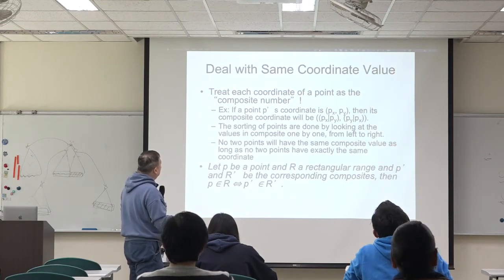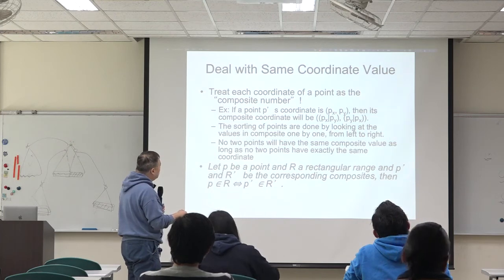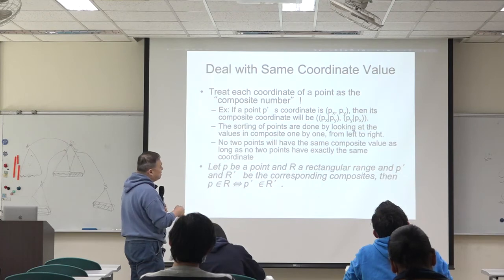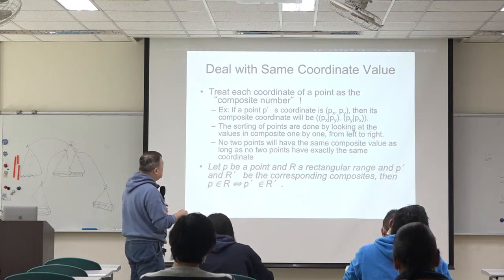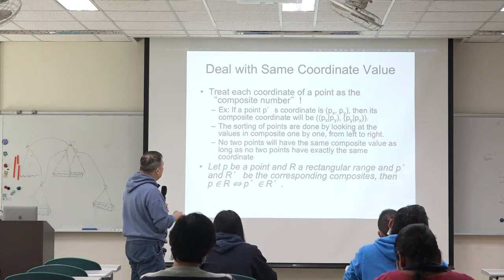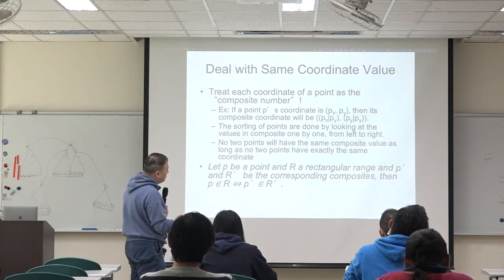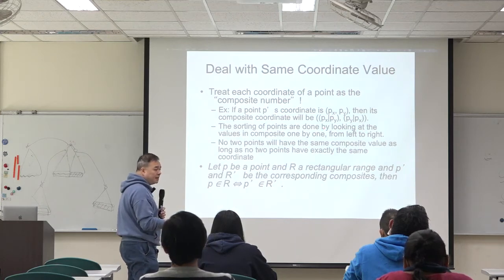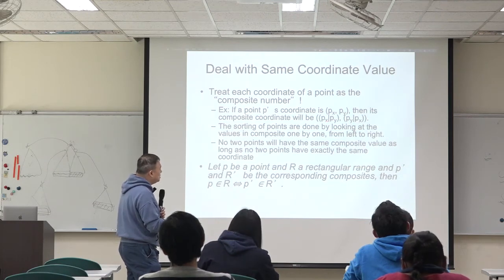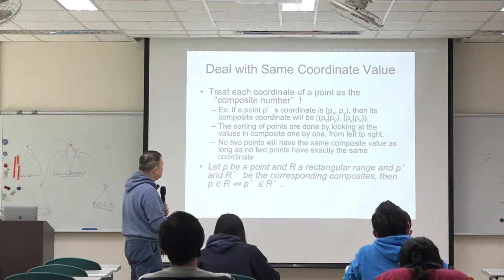Okay. So we will treat each coordinate of a point as a composite number. What do we mean by a composite number? For example, if a point P has coordinate Px, Py, then its composite coordinate will be Px bar Py and Py bar Px.